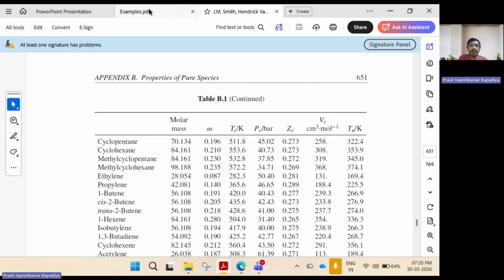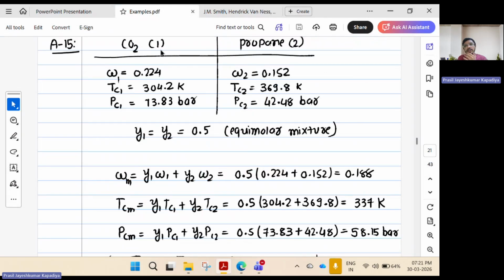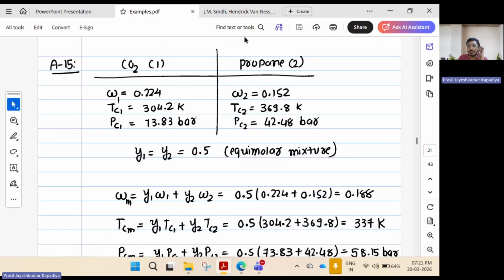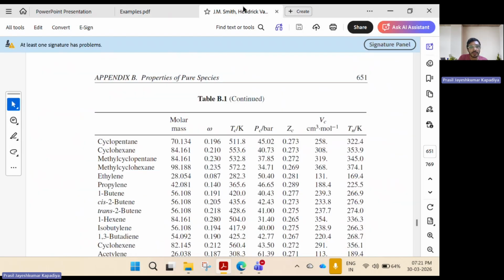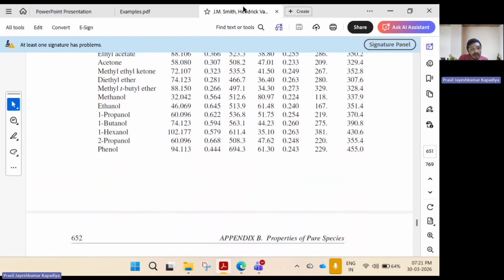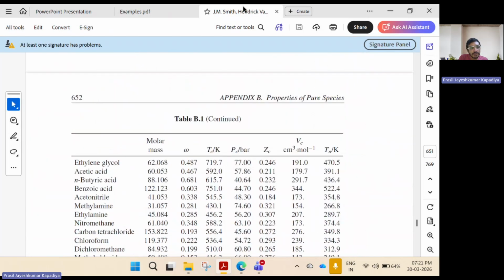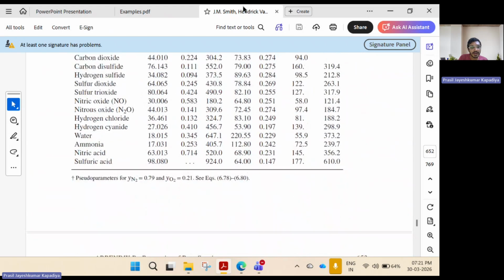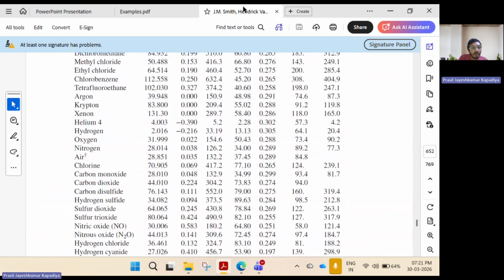So we have two components. One is carbon dioxide and another is propane. So let's first try to note down the properties from the table. First, carbon dioxide. We first need to find carbon dioxide from the standard tables. Okay, so this is carbon dioxide.